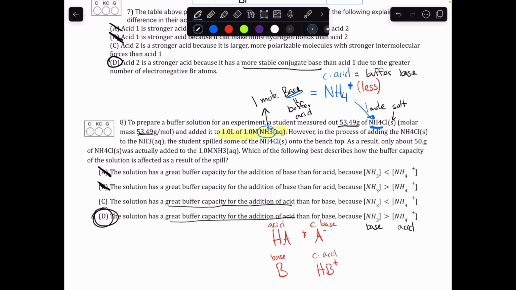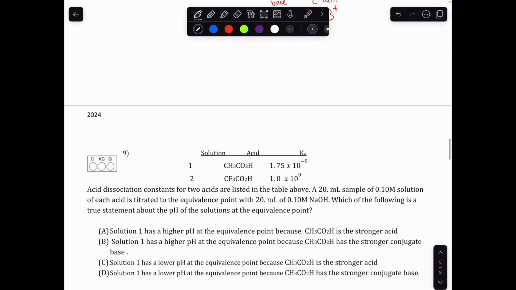Yes, buffers have a lot that go on to thinking about them.